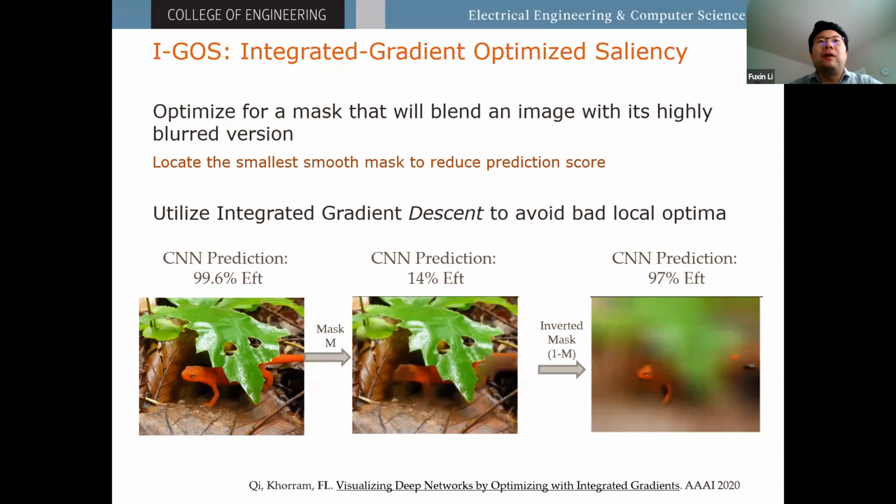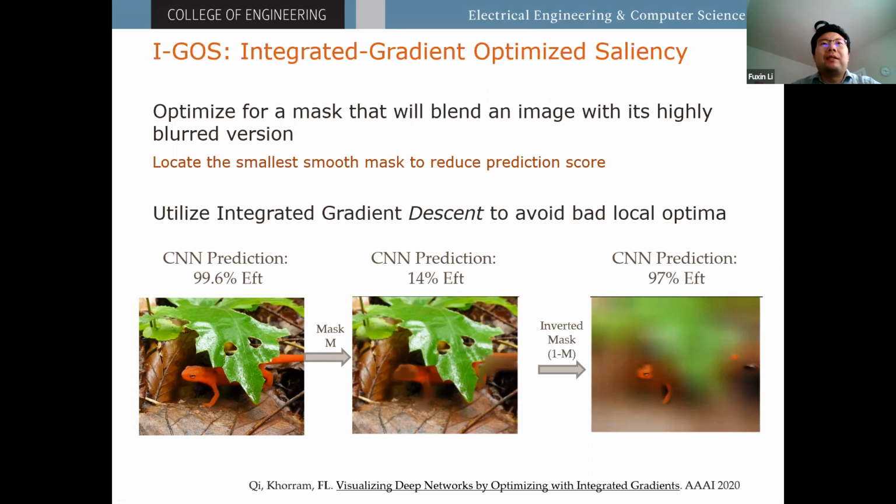So you can think about this optimization problem: you are already given the neural network, and you're given this image. You're optimizing for this mask, a pixel-wise mask. And if you apply this mask to this image by blurring it, the CNN will no longer predict this class. You can think about it as this optimization problem. And that's what we did.